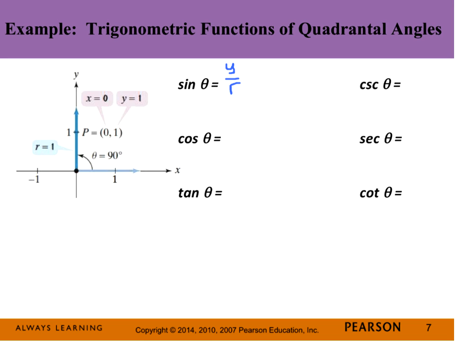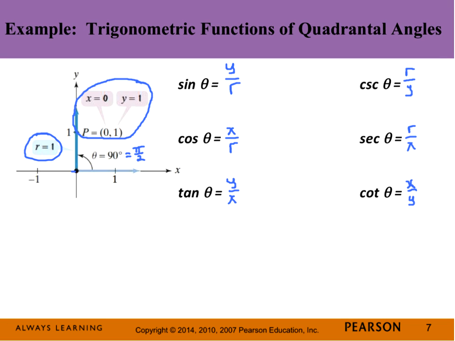Okay, I'm going to go ahead and give us our guide here. Y over r, x over r, y over x, r over y, r over x, and x over y. There we go. Okay, so now we're talking about the quadrantal angle 90 degrees, which I'll just remind you is equivalent to pi over 2 radians. And we have x and y here, so we've gone left or right, none, and up 1, so we have 0, 1 as our point P, and our radius still sits at 1 there.